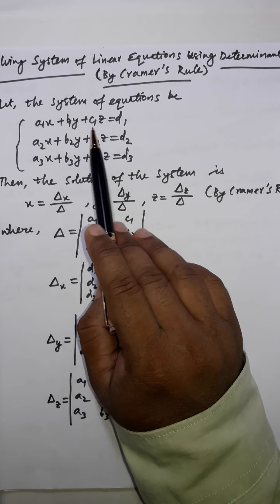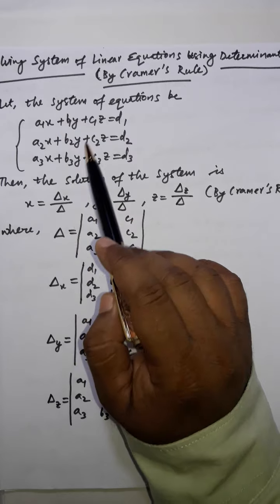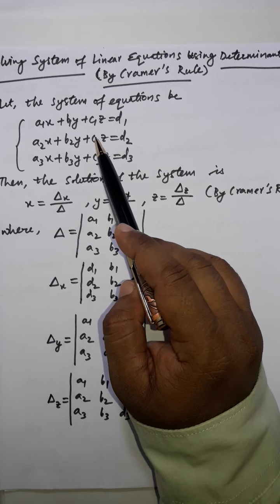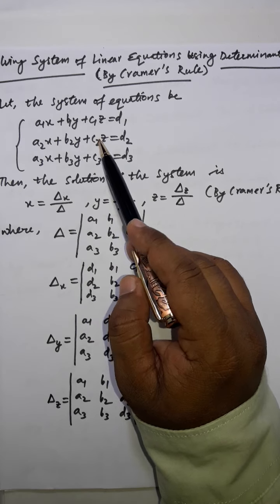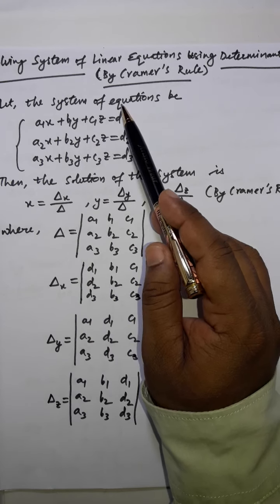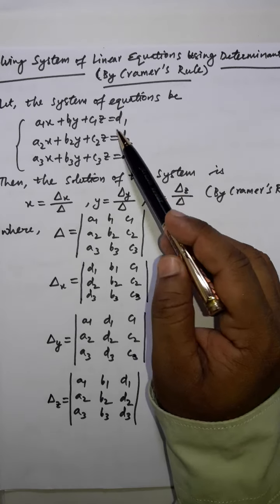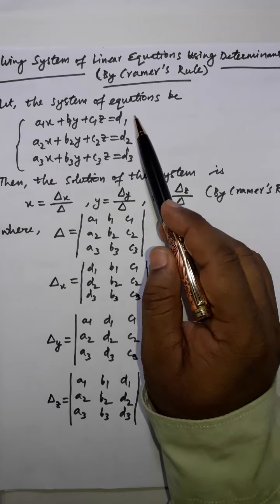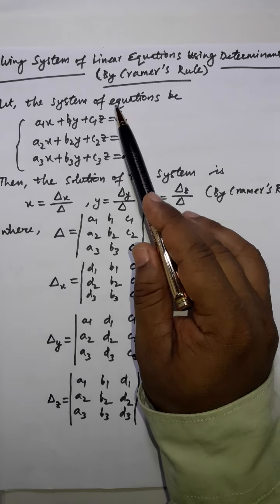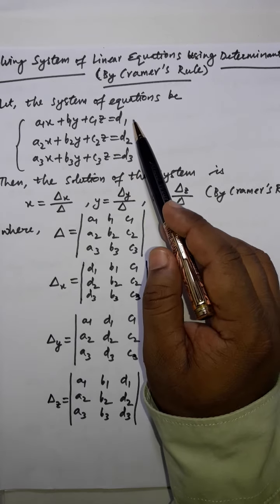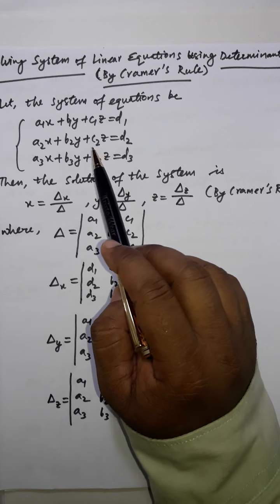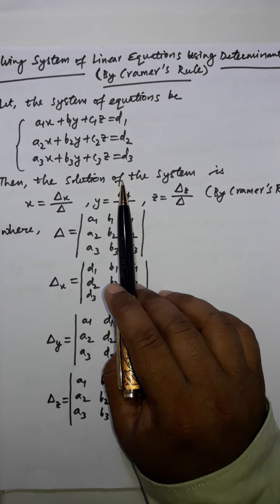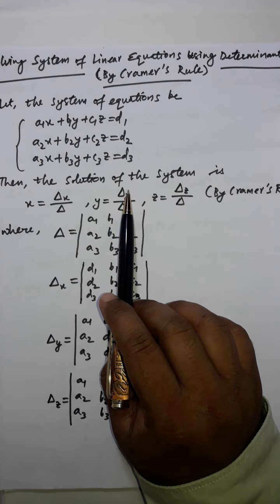Here a, b and c with their subscripts are the constant real coefficients of the variables x, y, z respectively, and the right side constants d1, d2, d3 are also real numbers, but they have no variable coefficients. That means no variable is attached to them, they are pure constants. Okay friends, now let's see how to solve this with the use of Cramer's rule.